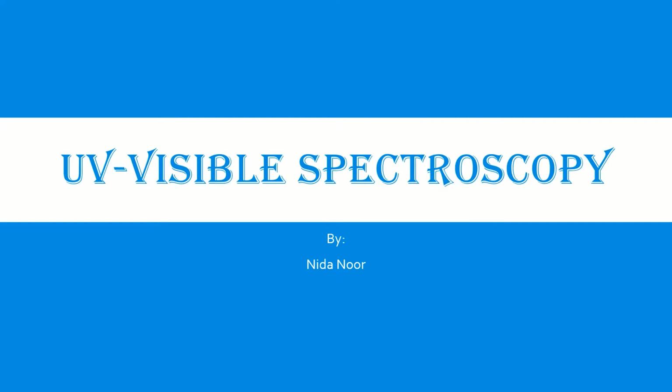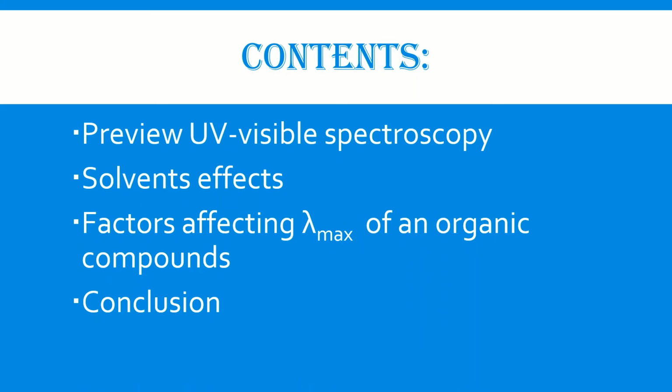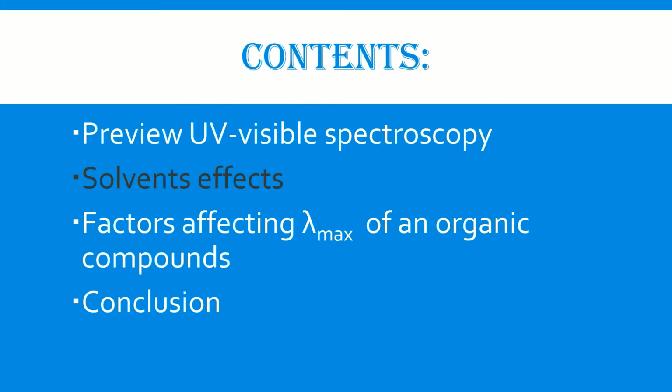UV visible spectroscopy. Firstly, we preview UV visible spectroscopy. Spectroscopy is the branch of chemistry in which we study the interaction of electromagnetic radiation with matter. In UV, rays are absorbed by the substance and a transition occurs. Next is solvent effects, and the next is factors affecting lambda max of organic compounds. The next is conclusion.